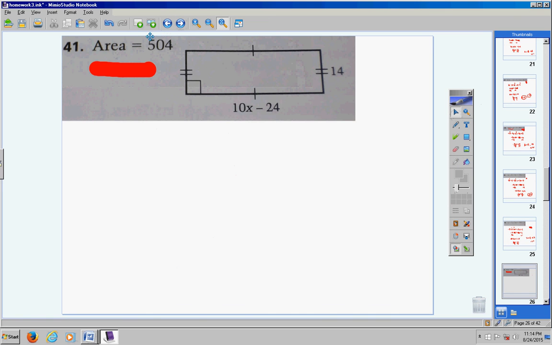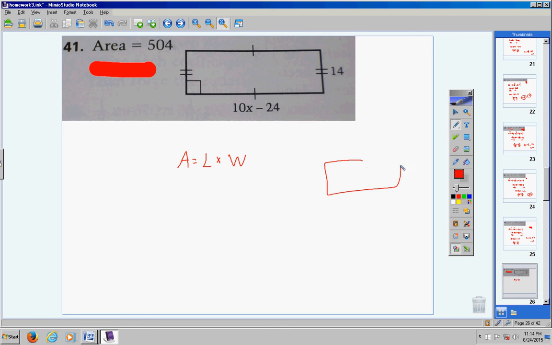Alright, numbers 41 and 42. Find the dimensions of the figure. Well, think about it, students. They give us a rectangle and they tell us we're dealing with the area. Now, come on, watch this. How do you find the area of a rectangle? Area of a rectangle equals what? Length times width. We know that.